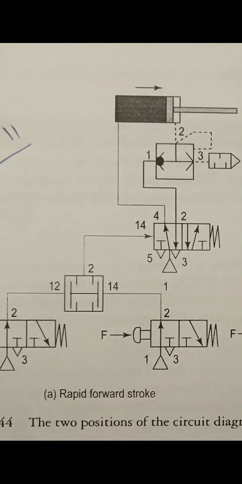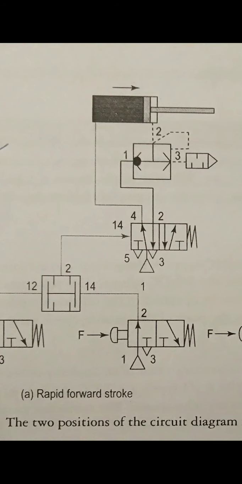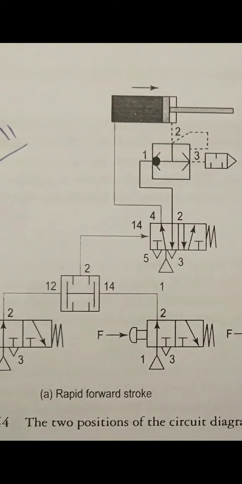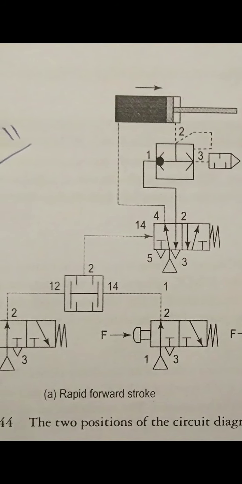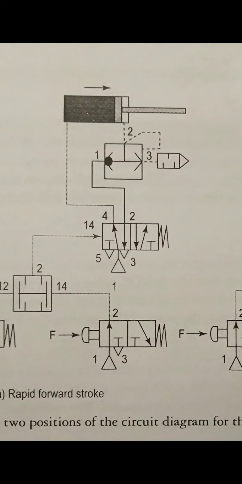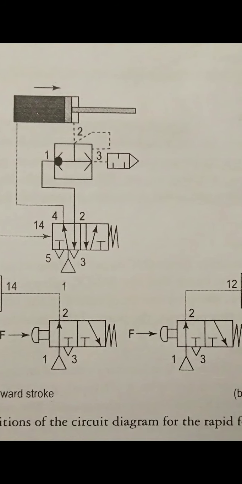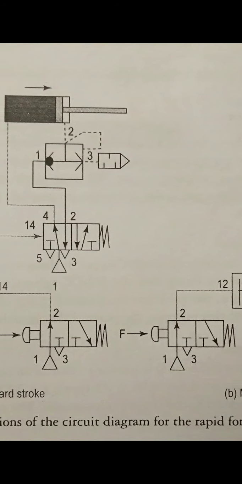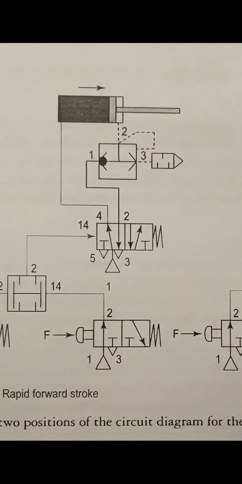So 1 will be connected to 4, and from 4 it will be at the left side of the piston. So the piston will move towards the right or outer side, and from port 2 of the quick exhaust valve, the air moves towards 2, and through 3 it will be exhausted, right? So this is how it works.